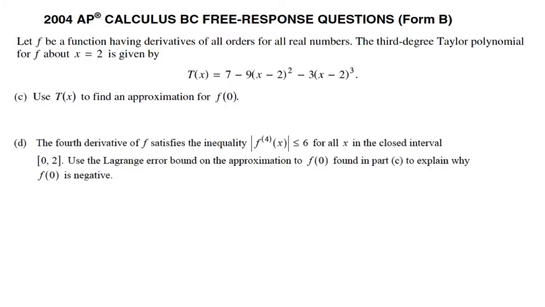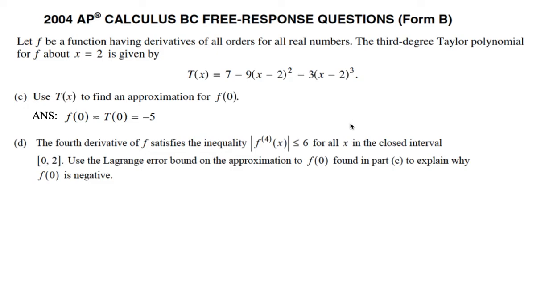Let f be a function having derivatives of all orders for all real numbers. The third degree Taylor polynomial for f about x equals 2 is given by 7 minus 9 times (x minus 2) squared minus 3 times (x minus 2) cubed. In part C of this question, students were asked to use this third degree Taylor polynomial to find an approximation for f of 0. In this case, it's negative 5.